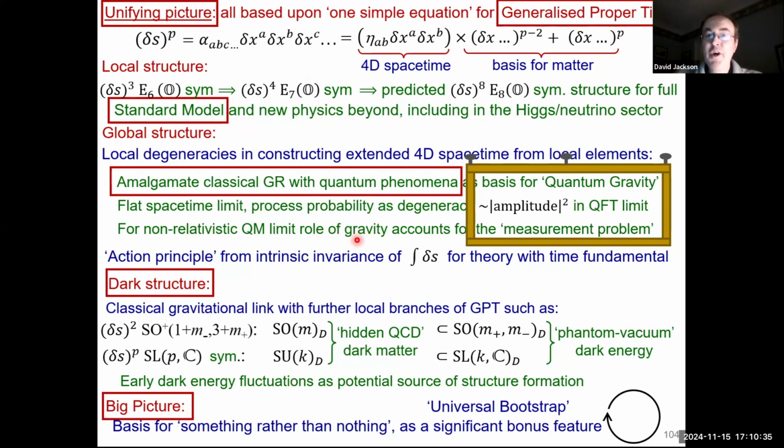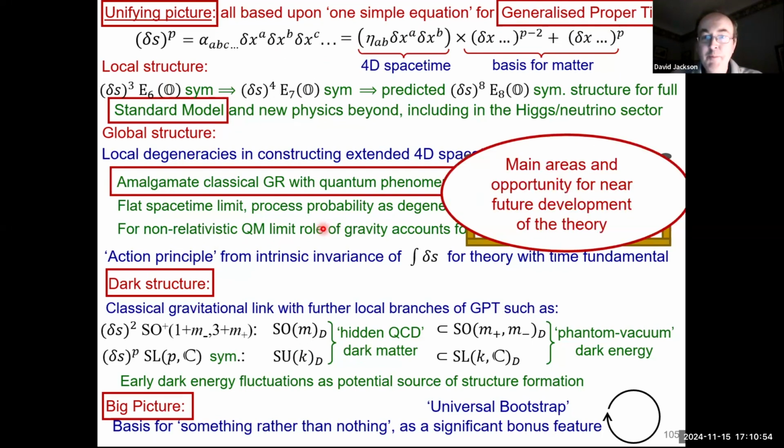This is not an all or nothing picture. It would be possible to use this as a structure of matter, say for the standard model and the dark sector, and then just apply quantum field theory in the normal way. So it doesn't have to be all or nothing, but it does seem to work quite well for all of these areas.